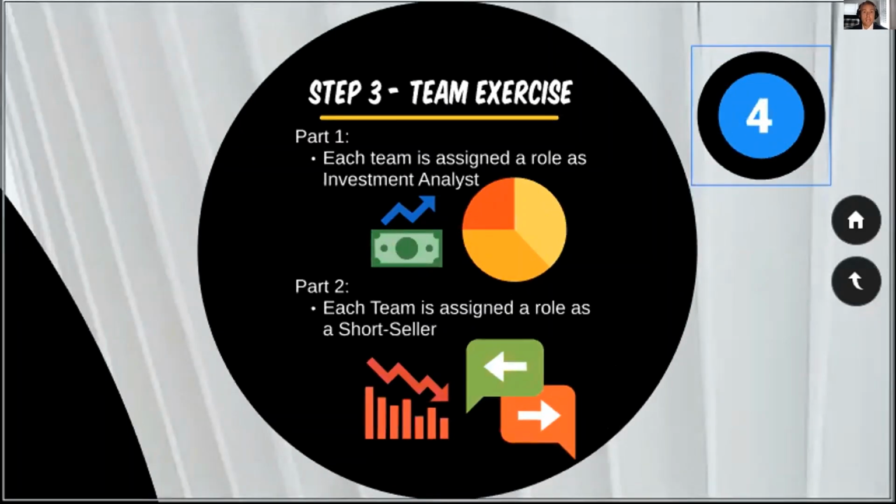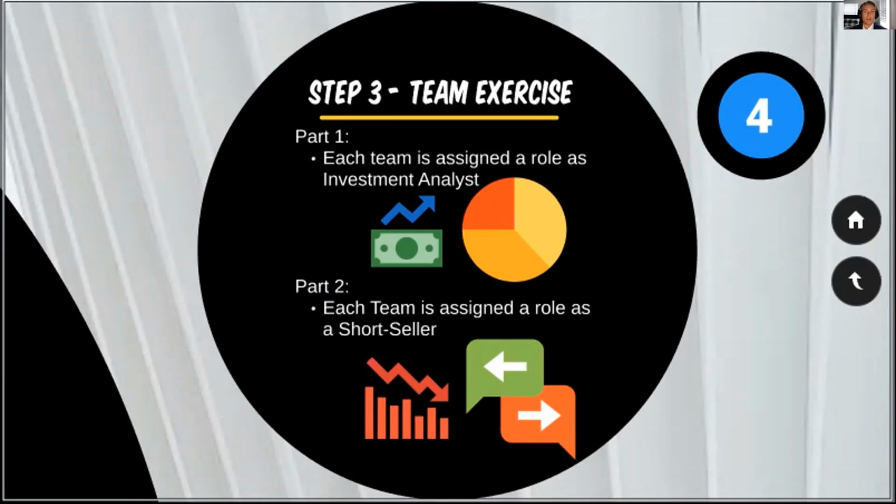For step three, teams work together on their own outside of class on 2 separate deliverables. So this is where they get to apply the concepts that they just learned themselves. So the first part is teams are assigned as investment analysts. So they select a company that they think has a sustainable competitive advantage using the concepts that they just learned through the pre-recorded lectures and the HBS case on Disney. And then this is graded by the instructor.